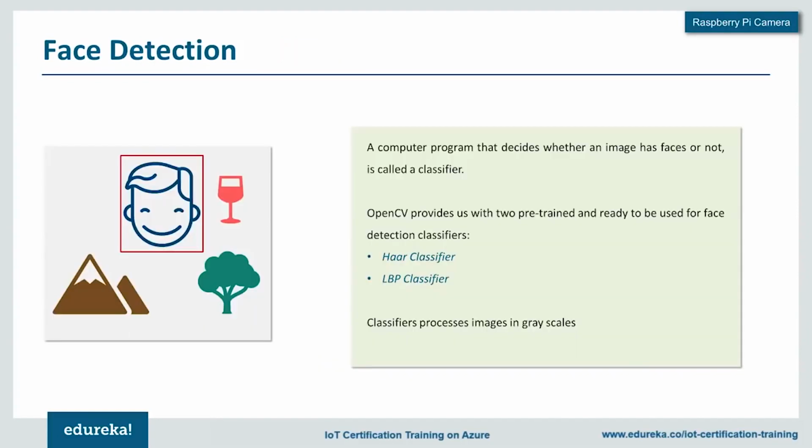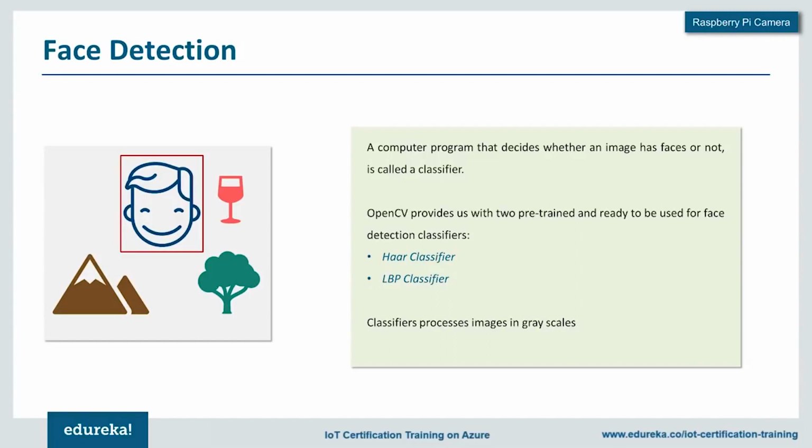Now when we talk about face detection, the first stage is wherein a program actually decides whether an image has a face or it does not, and this stage in itself is called a classifier. In order to achieve this, OpenCV actually provides us with two pre-trained and ready-to-use face detection classifiers which are part of it. We have the Haar classifier and we have the LBP classifier as well.